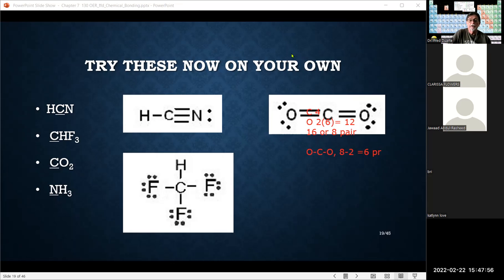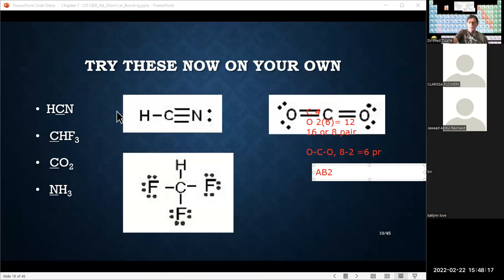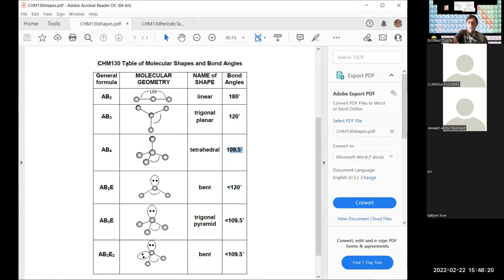The general formula here, we'll come back to this, is very similar to HCN. We have A, B, and 2. Okay, A is carbon, 2 oxygens. We go to the table. Okay, AB2, the first entry. So that's the geometry, which is linear. And bond angle 180 degrees.